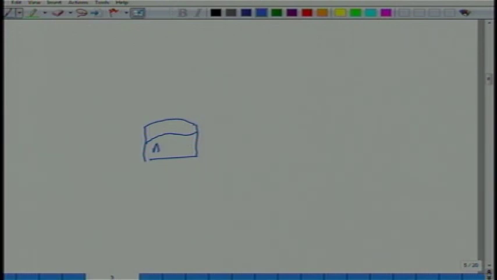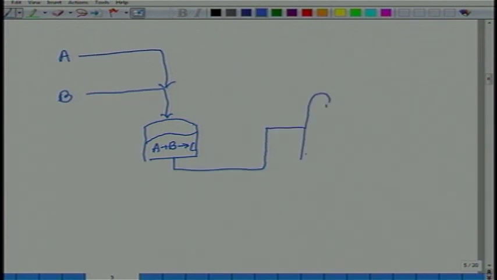A plus B goes to C. This is the reaction that is occurring inside the CSTR. You are putting in fresh A, you are also putting in fresh B. So let us say you are putting in fresh A, you are putting in fresh B.